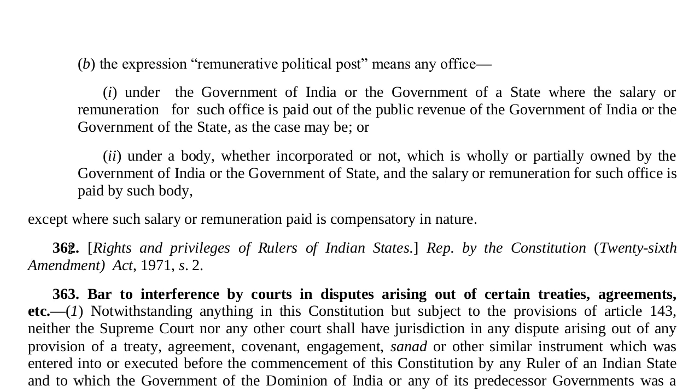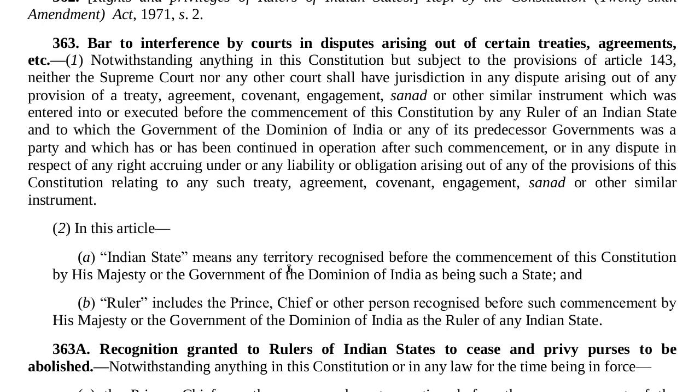Article 362. Rights and privileges of rulers of Indian States. Repealed by the Constitution 26th Amendment Act 1971, Section 2. Article 363. Bar to interference by the courts in disputes arising out of certain treaties, agreements, etc.